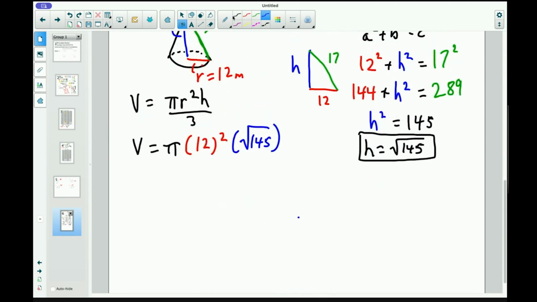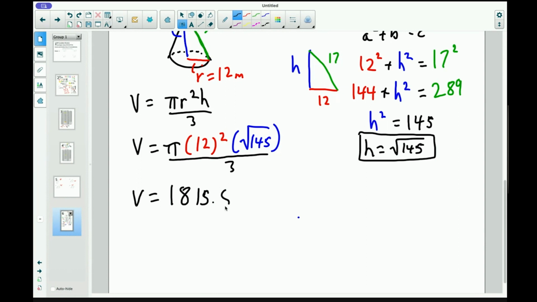All right, and from here, we just need to divide everything by 3. Okay, so if you want, you can put this all into your calculator at one time. Just make sure you're very, very careful with how you enter it. So I've got 144 times the square root of 145. And then I'm going to multiply the whole thing by pi. And then I'm going to divide everything by 3. So I will end up getting 1,815. It looks like I've got 0.829.